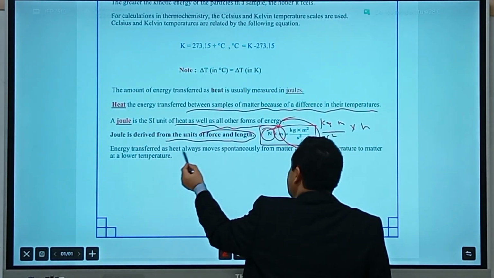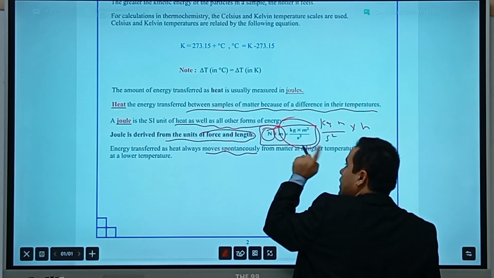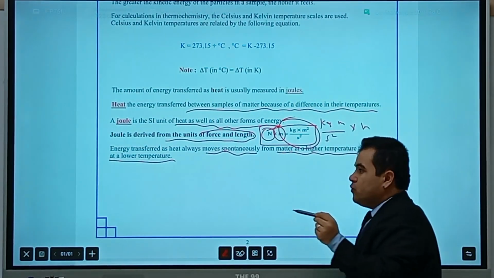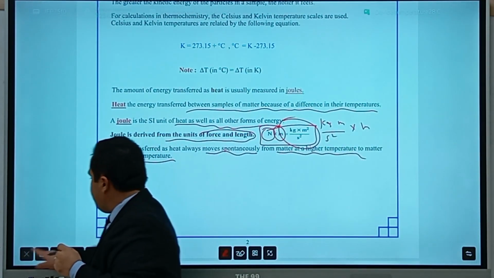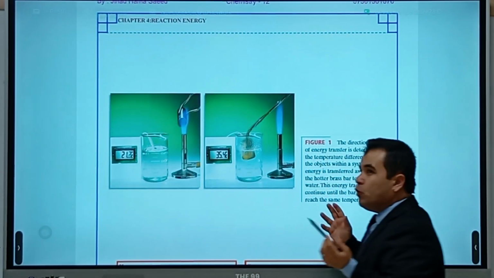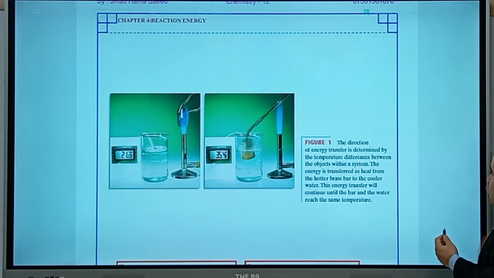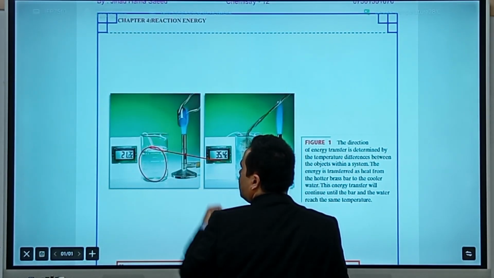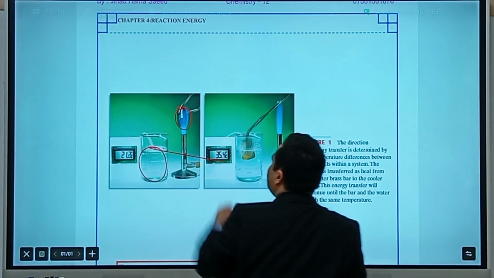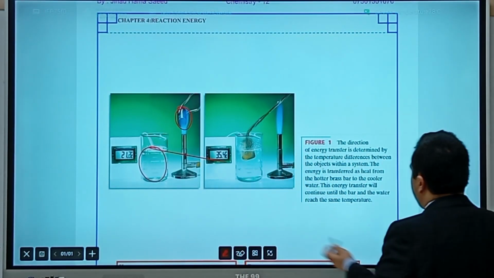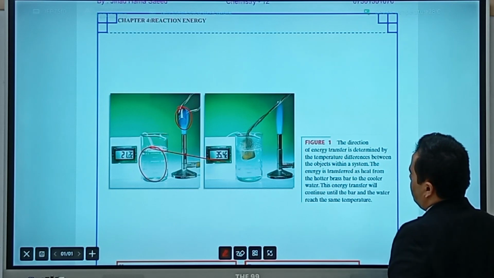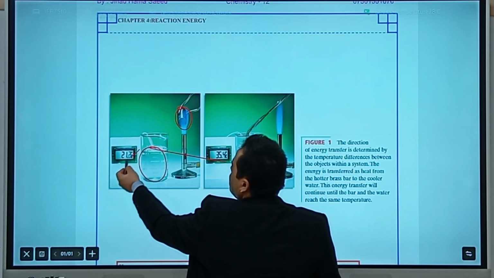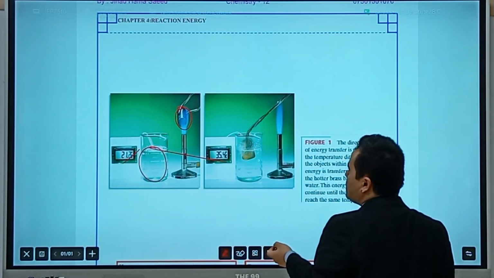Energy transferred as heat always moves spontaneously from matter at a higher temperature to matter at a lower temperature. So the energy transferred between the matter spontaneously goes from which to which? From the hotter object to the colder object. Have a look, guys, at this figure. Here we have an amount of water, and we are adding heat to a piece of metal. A piece of metal is given, and we heated it. The temperature of the water is almost 21.2 Celsius at first.